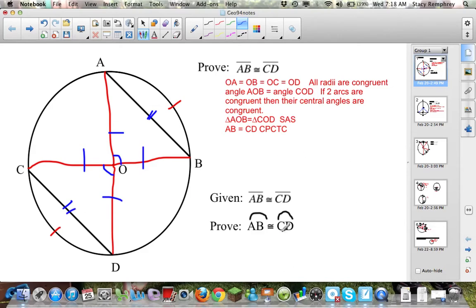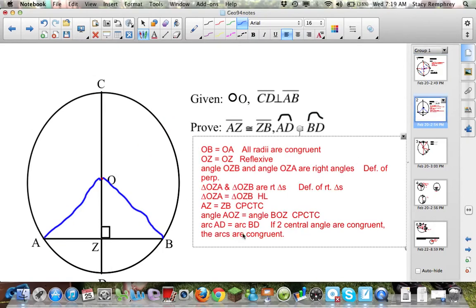The proof down here is going to work in a very similar way. I'm just going to start with this, I can prove the triangles congruent, then I'll prove the angles congruent by CPCTC, and then the arcs will be congruent because their central angles are congruent. So it's a very similar proof to this one.